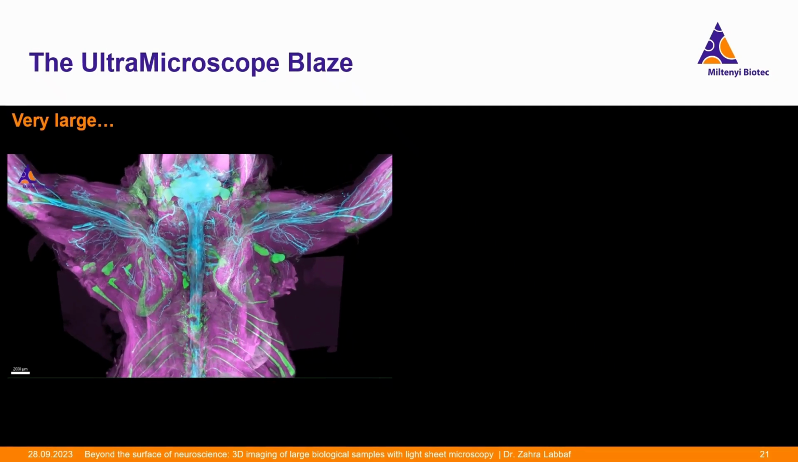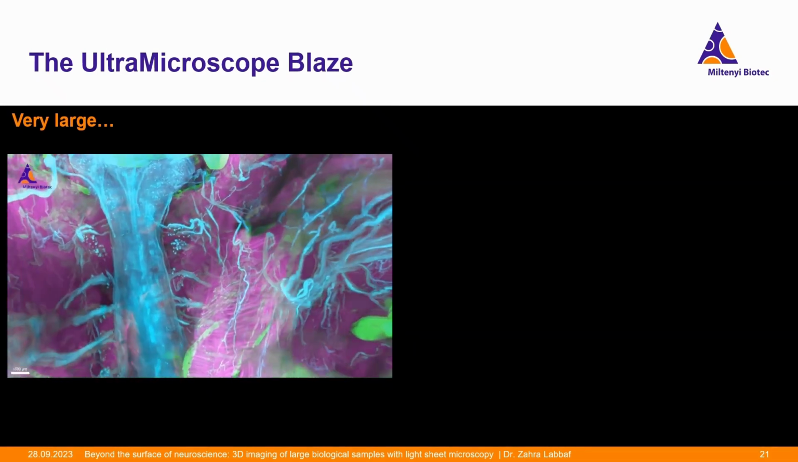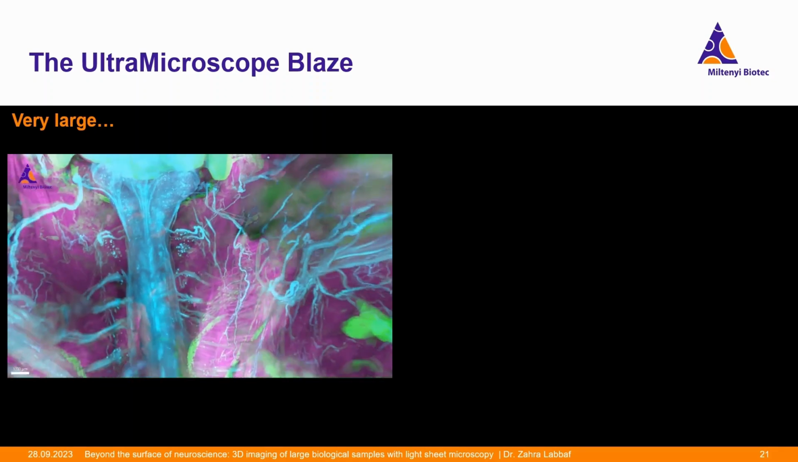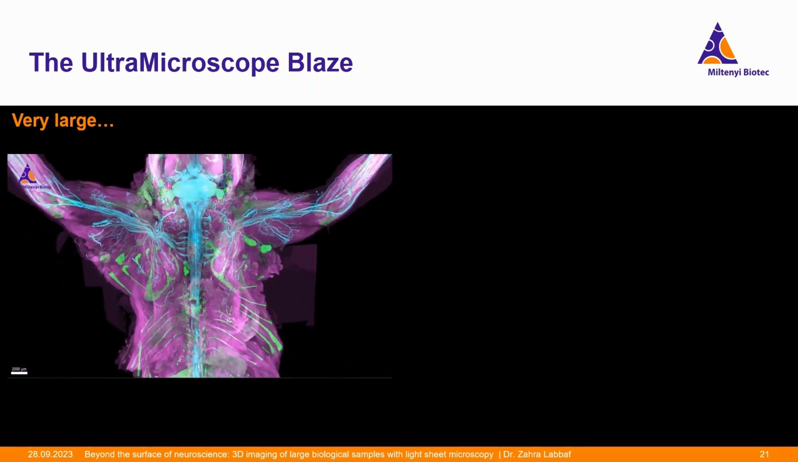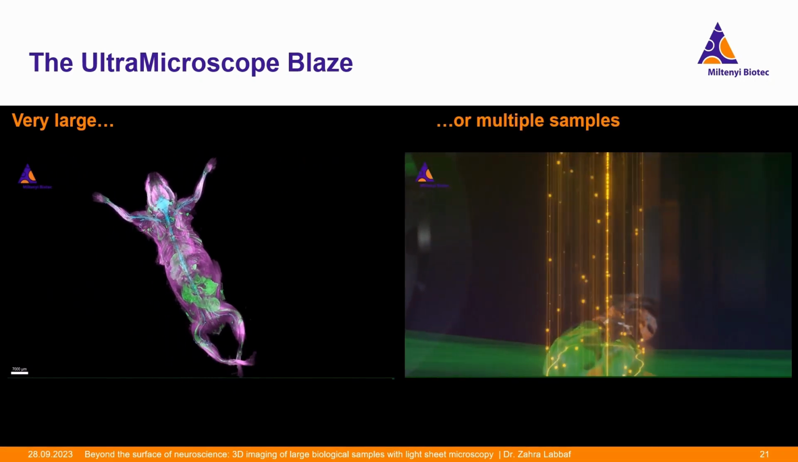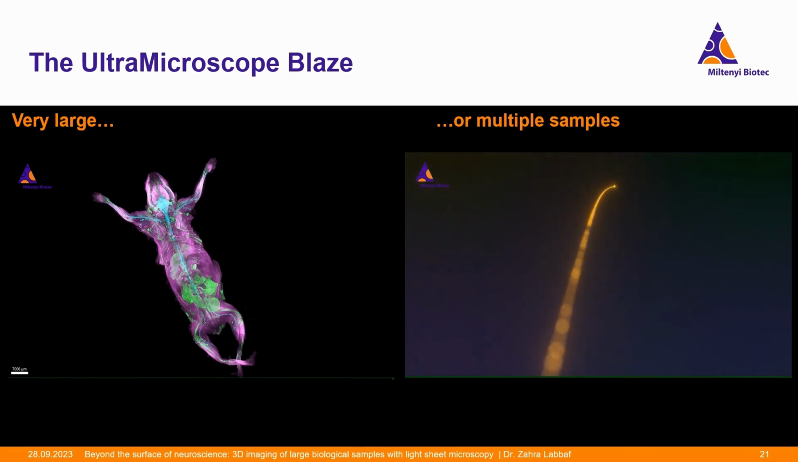With the UltraMicroscope Blaze, you can image samples with different sizes. You can image a sample that is very large, for example, an entire mouse model, as you can see here. Or you can image multiple samples. These samples can be imaged sequentially without the need for manual intervention or any monitoring.